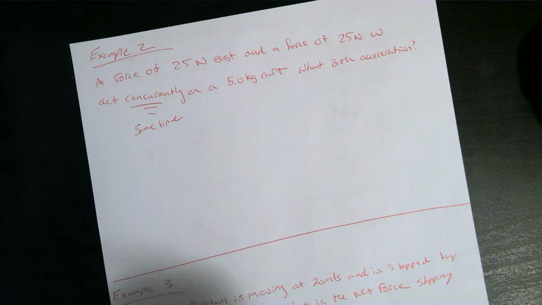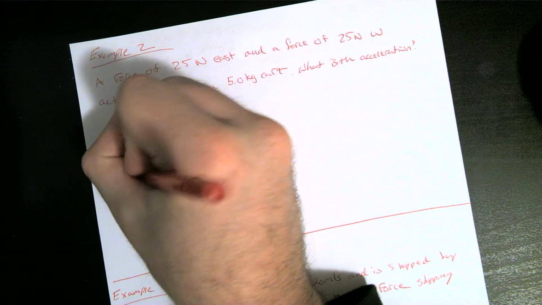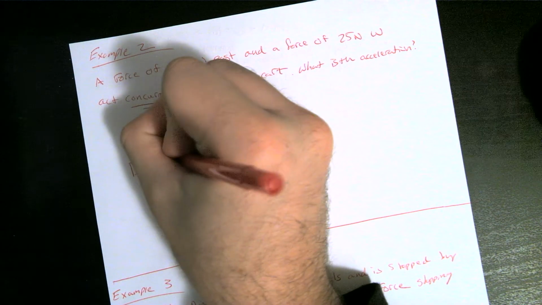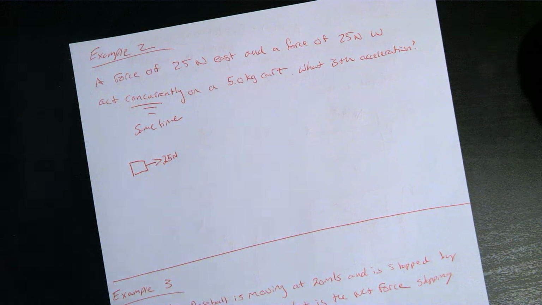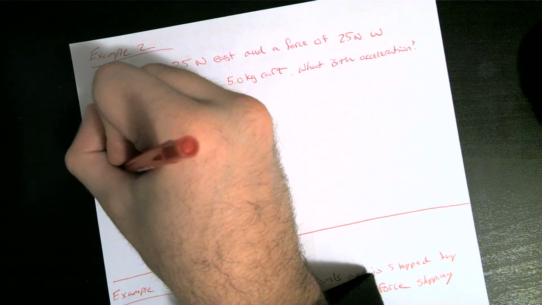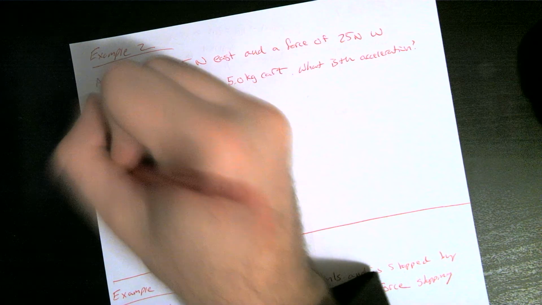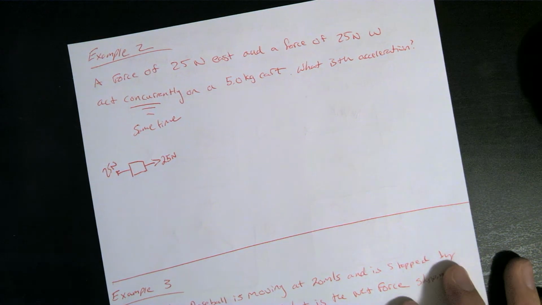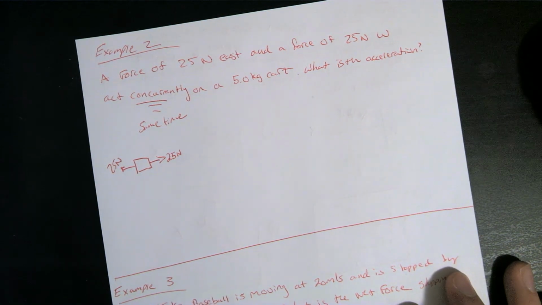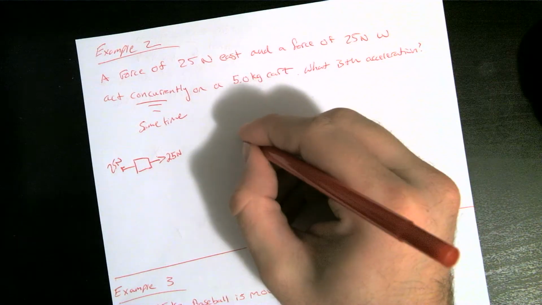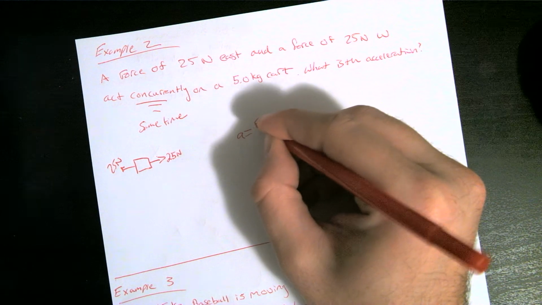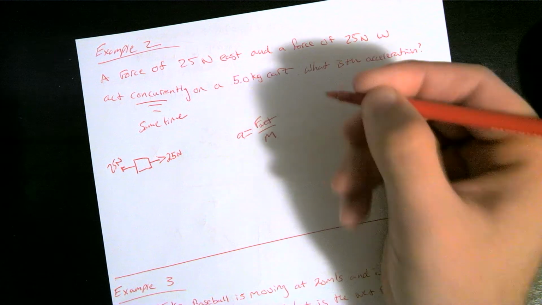Well, let's break it up. Let's draw a little free body diagram. It says we got 25 newtons going east, 25 newtons going west. And it asks, what is its acceleration? Well, we know that our equation is A equals F net over M.